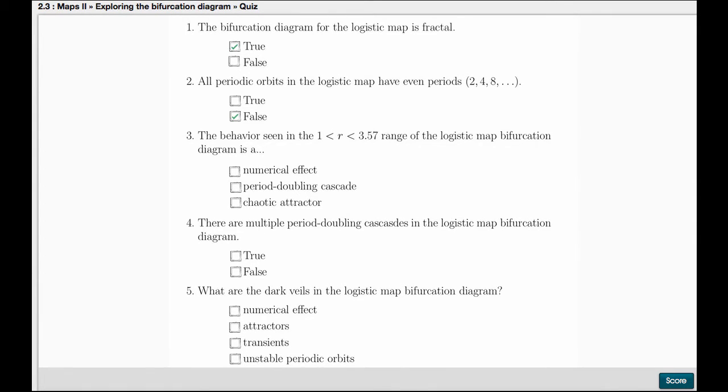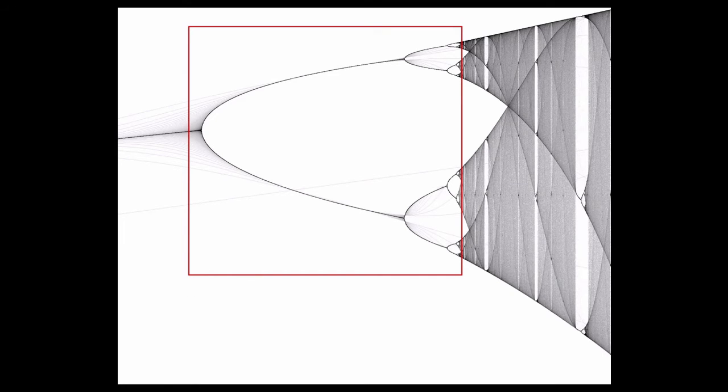This next question asks us to classify a particular range of the logistic map bifurcation diagram as either a numerical effect, a period doubling cascade, or a chaotic attractor. The red box in this picture outlines the interesting behavior that's being discussed in that question. This is called a period doubling cascade, for obvious reasons. So you go from a fixed point to period 2 to period 4, etc., period doubling all the way up to chaos. So we could best describe the behavior of this region as a period doubling cascade.